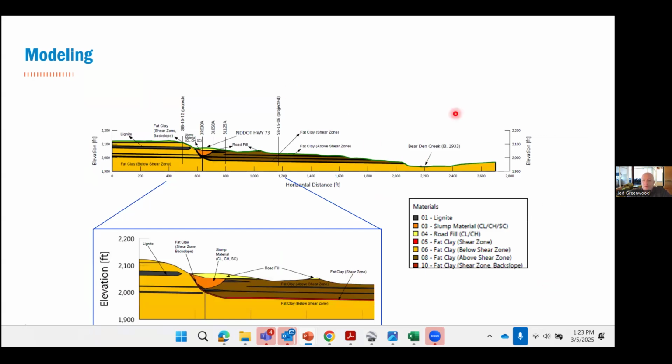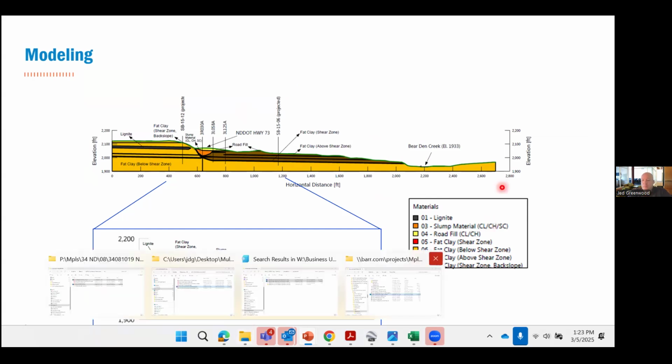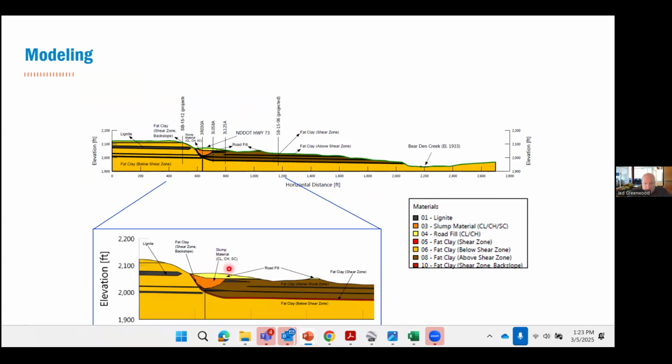So here's our overall cross section. It's best to look at this zoomed in area. So a couple things to note. We have road fill in yellow. There's a little ranch access road here that you're seeing, but this is our main highway fill. There is some lean and fat clay slump material that we determined to be kind of filling in this scarp area as material sort of washed down from here. And then here's our shear zone in red all the way through.